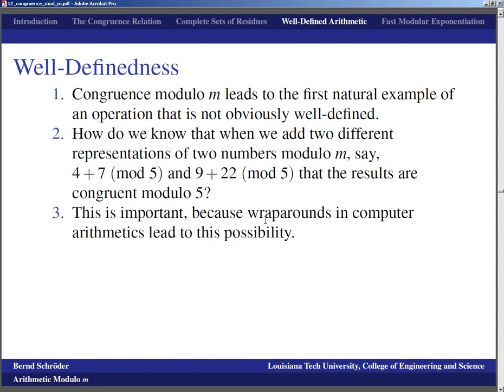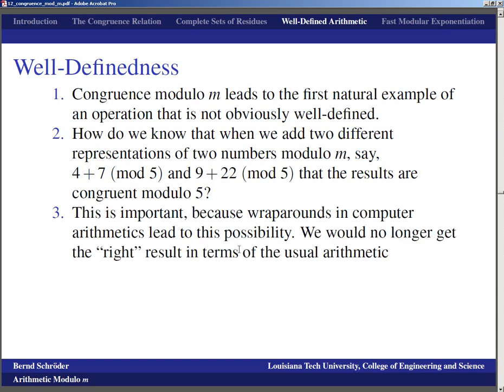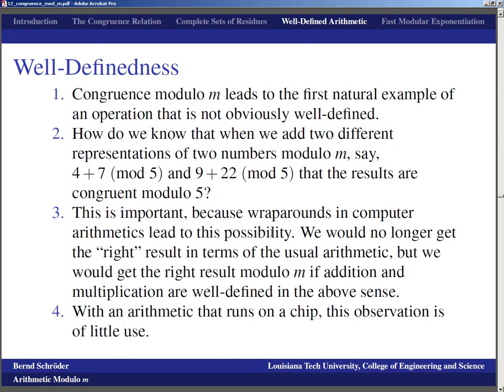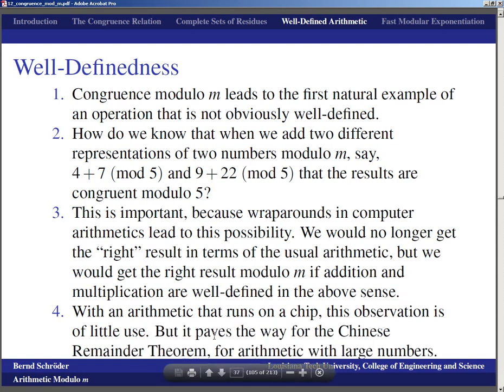And so that is also important because wraparounds in computer arithmetic lead to this possibility. We would no longer get the right result in terms of the usual arithmetic, but we would get the right result modulo m if addition and multiplication are well defined in the above sense. And we're also going to state the results in the appropriate form. And with arithmetic that runs on a chip, that is of little use, of course, because you still lose carryover and you don't know how many carryovers you have in a multiplication, for example. But it does pave the way for the Chinese remainder theorem, which is used for arithmetic with large numbers.